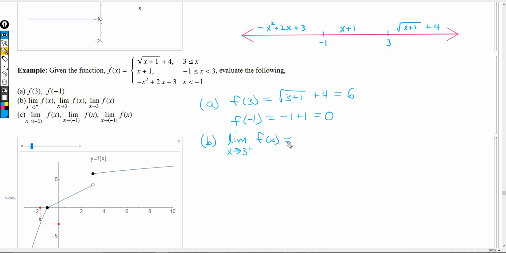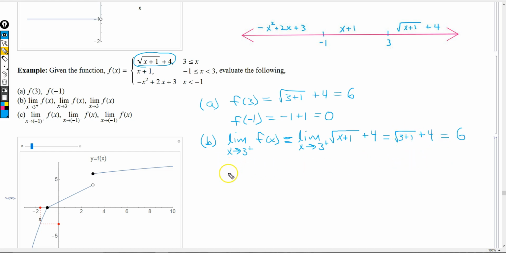Okay, so if x is approaching 3 from the right, then I'm going to use this piece of the function. So it's going to be the square root of x plus 1, plus 4. And now, because this is a well-behaved function, I can just plug that 3 in for the x. Square root of 3 plus 1, plus 4. And that's going to be 6, right? Square root of 4 plus 4, 6.